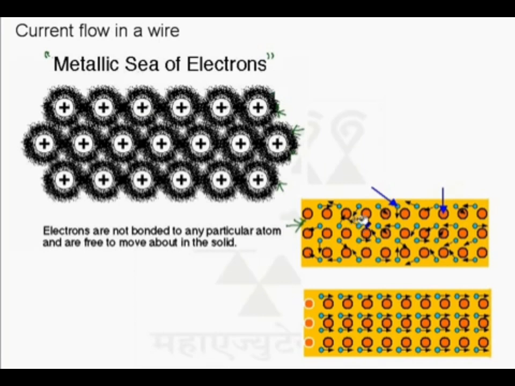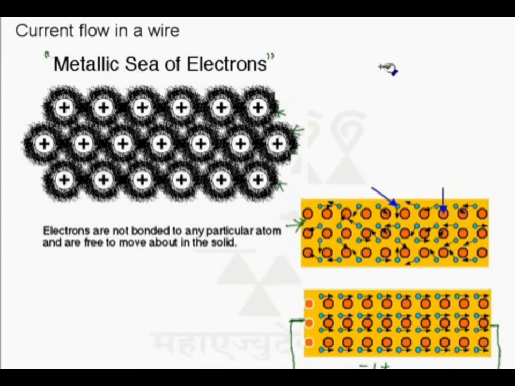But when an electric supply is connected to this metallic wire, suppose an electric source is connected with its negative plate here and its positive plate here. If an electric source is connected to this metallic wire, all these negatively charged electrons are attracted towards the positive plate of the voltage source.